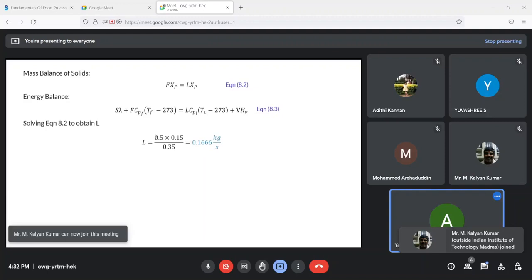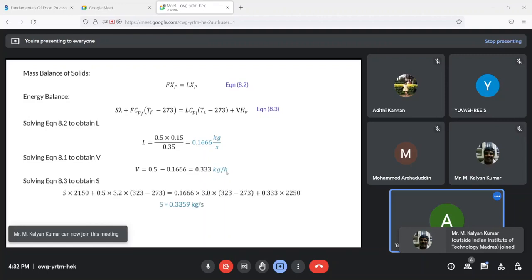So again you can calculate L from equation 8.2, which is 0.5 into 0.15 divided by 0.35. We are getting 0.166 kg per second. So this you will substitute again in your energy balance equation to calculate S. You also can find V from your total mass balance equation, which is F minus L, that we are getting as 0.33 kg per second. So when you substitute back in equation 8.3, you will get S is equal to 0.3359 kg per second.